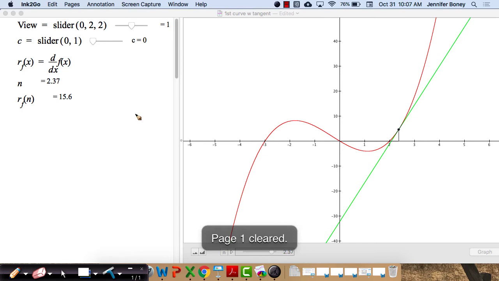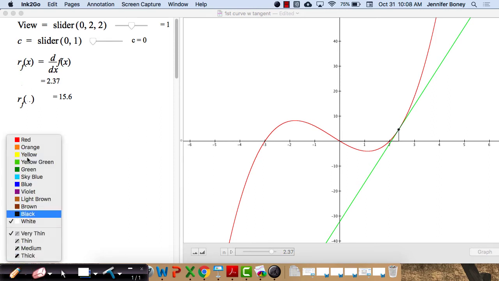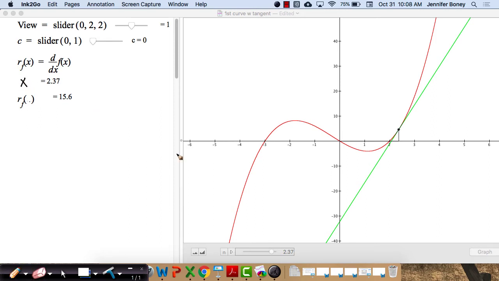And let's just look at the rate. Now, I'm going to rewrite these x's back in. These are my sliders over here, so it came out as n automatically, but this is just the x value that's shown there, and r sub f of x. So this is x equals 2.37, where the graph is right now, and r sub f of that x value, the derivative of f of x, is about 15.6.